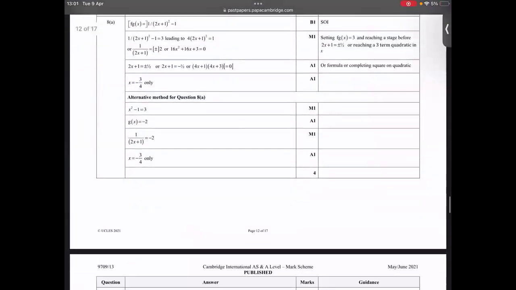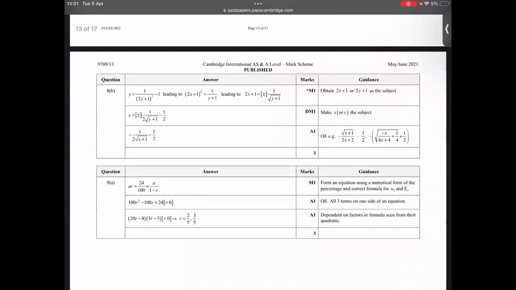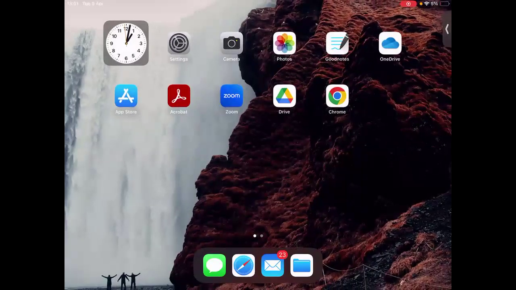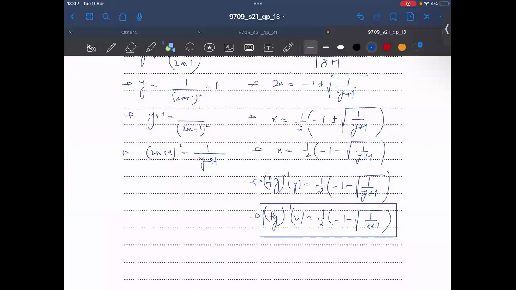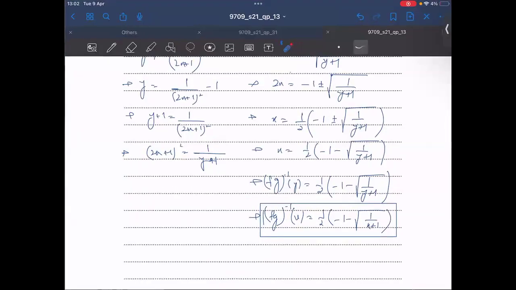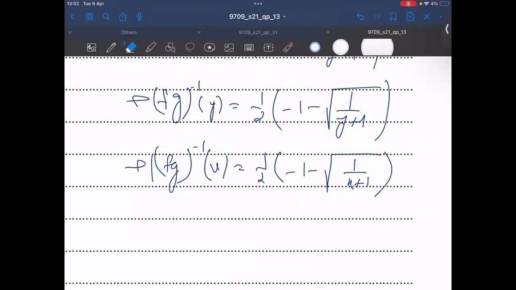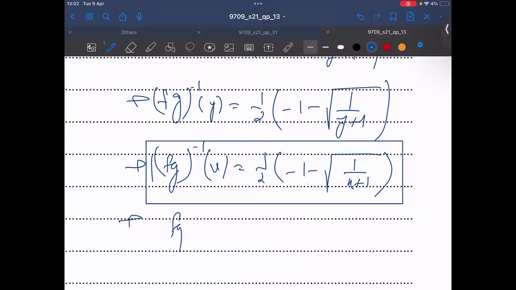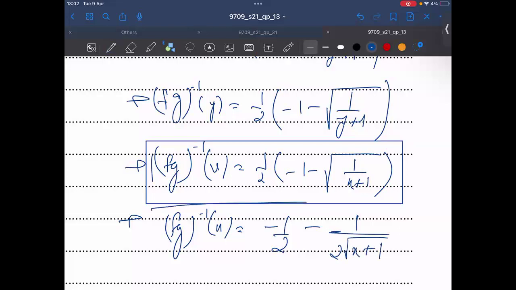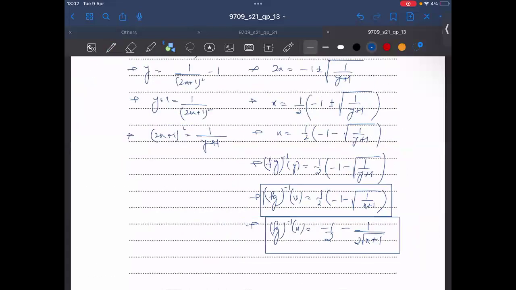Minus half minus, that's what we are getting. Okay, they have actually opened up the bracket and multiplied. Minus half minus, all right, that's fine. We're going to open up the bracket, and we can write it down like this as well. Open up the bracket: minus half minus is going to be 1 over 2. Is it clear or not?